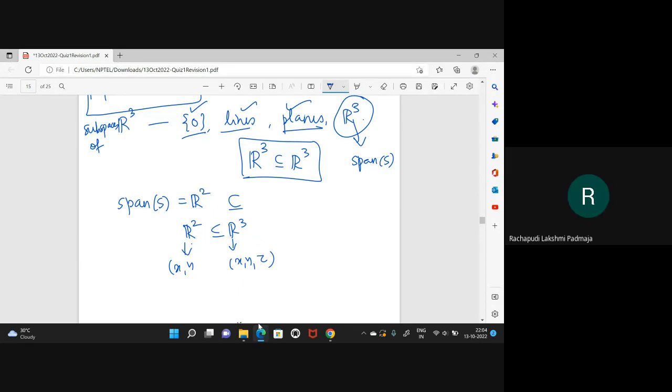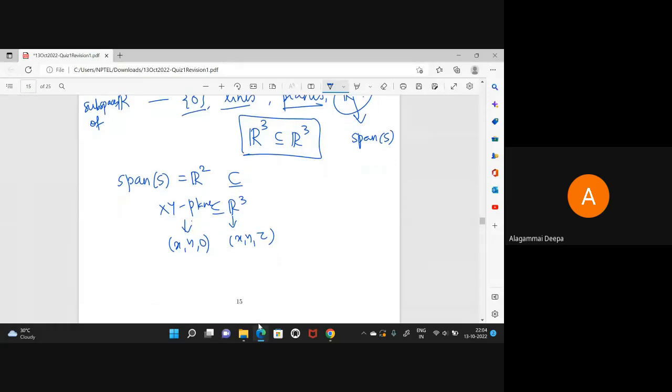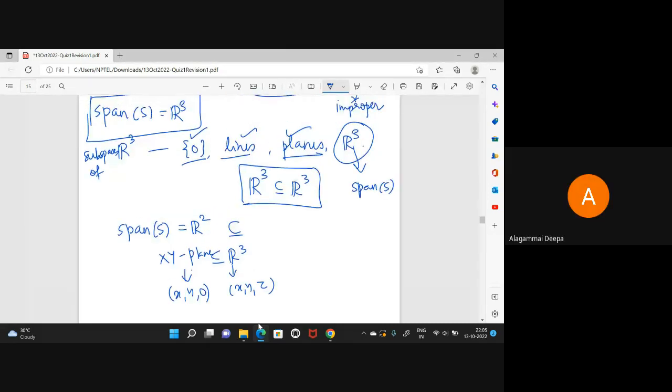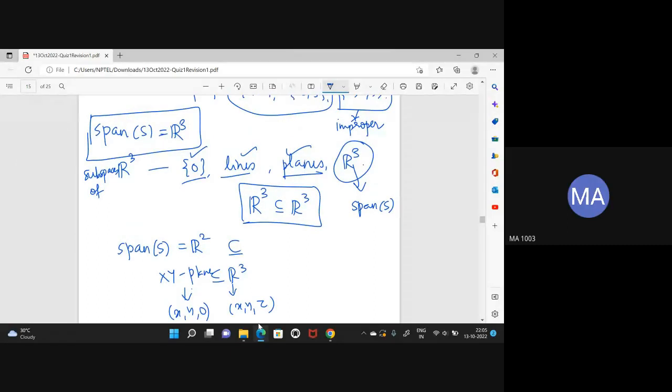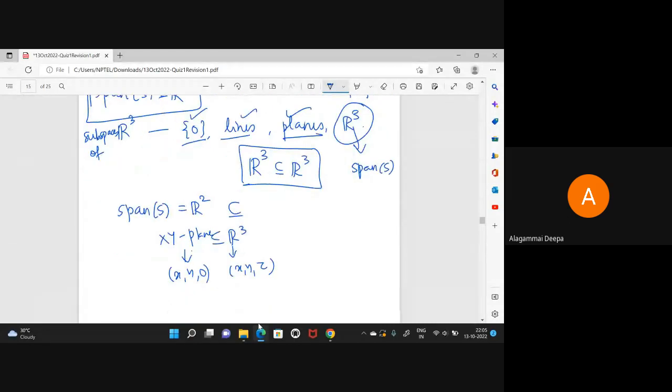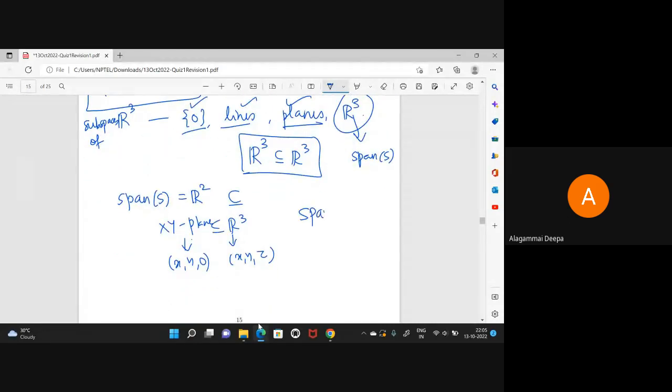But any element in the form x, y, the XY plane, is that a proper subset? Yes, ma'am. Then can we understand it like this: any span equal to R3 is an improper subspace, meaning it is an improper subset? Span will definitely be equal, ma'am, with that particular component. R2 means it should have two components.